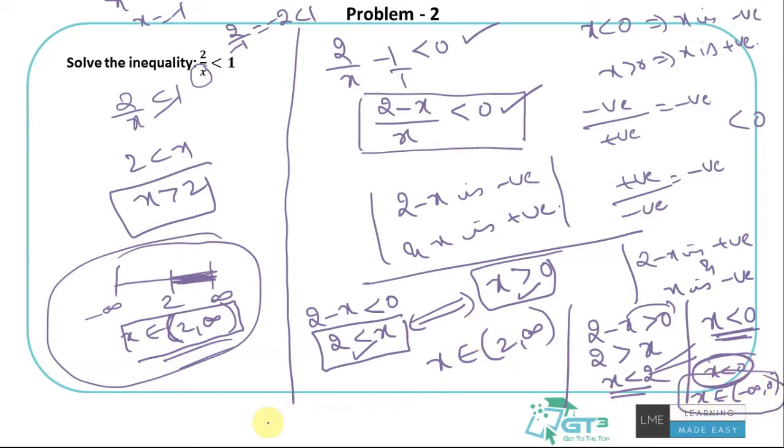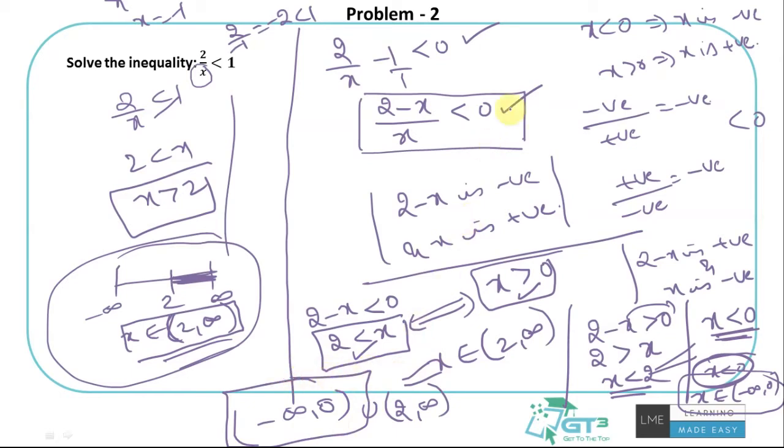The actual answer is minus infinity to 0 or 2 to infinite. X can be anywhere from minus infinity to 0 and 2 to infinite. But when I only do it in this way, I'll only get this as the answer and I miss this completely. So for that reason, I'm saying do it in this way.